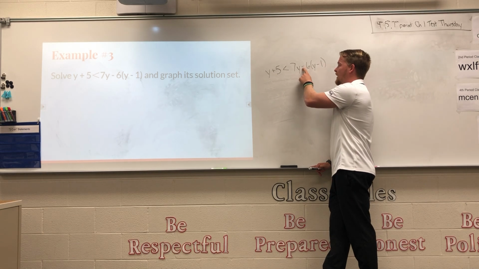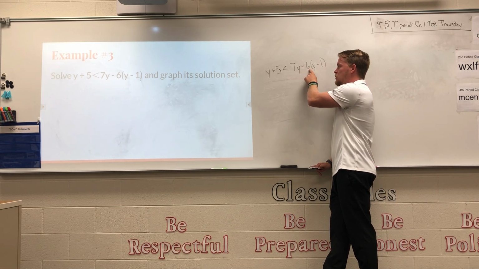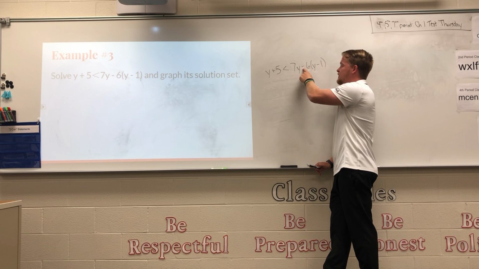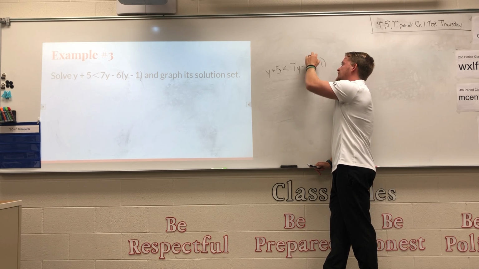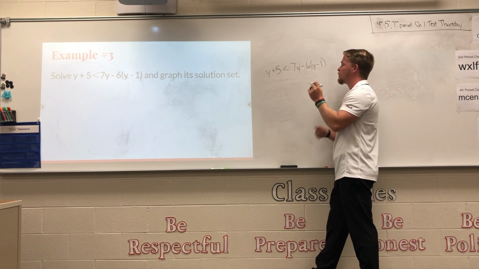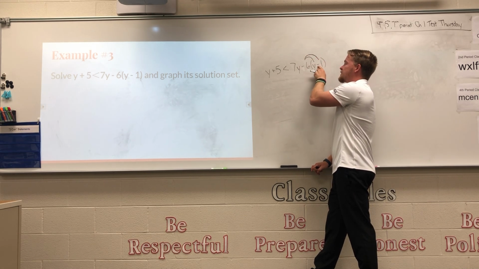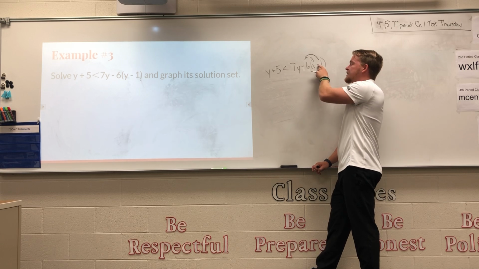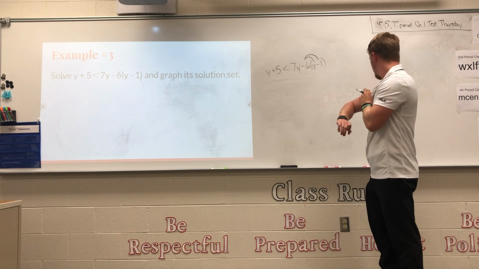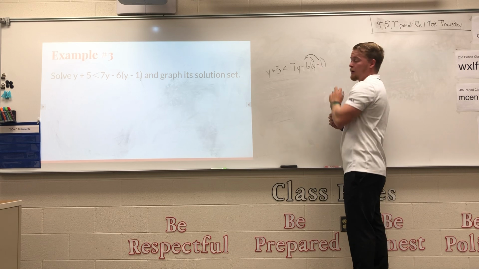This right here, that negative or that minus sign goes with that 6. So you have to distribute a negative 6 through. So when you multiply, you're multiplying negative 6 by each number inside. So this is negative 6 times y and negative 6 times negative 1. Again, that minus sign and negative sign are the same thing. So that is negative 1.